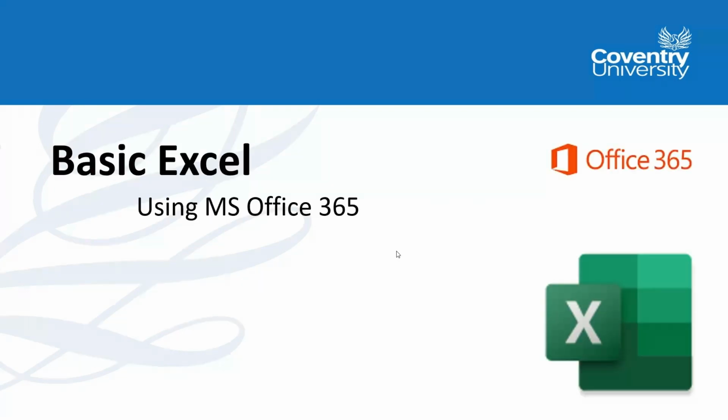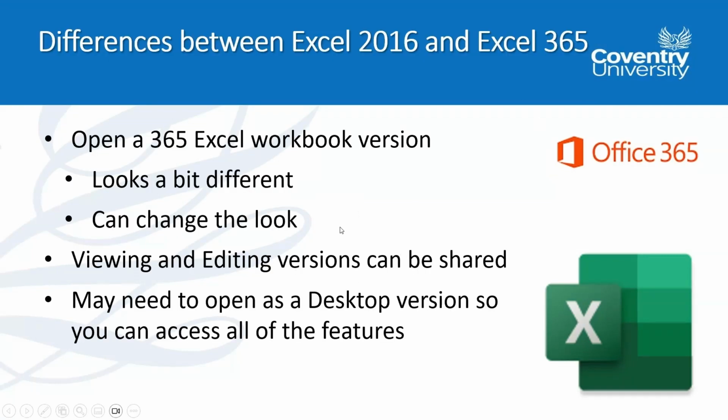What I'd like to do on this video is have a quick look at Office 365, some of the differences that you might note. Because if I ran every video using 365 with exactly the same information, that would be wasting all of our time. So I'd like to pull out some areas that you might notice or not notice as a beginner. Some of the areas we'll look at are how it looks a bit different, how we can change the way that it looks, which is one of my preferences but not everybody's, and viewing it in editing versions and how they can be shared, and sometimes having to open up a 365 application as a desktop version so that you can access all of the features that you would from a desktop version. So we're going to have a look at that together.